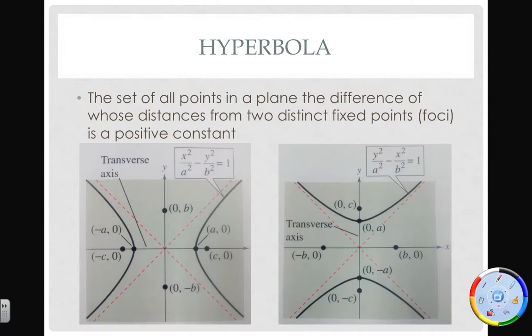All right, moving forward to the hyperbola. I know I'm going quickly through here, but that's the beauty of the video. You can pause and rewind whenever you need to. Okay, so a hyperbola is kind of the more difficult conic section, but it's the set of all points in a plane, the difference of whose distances from two distinct fixed points, the foci, is a positive constant.